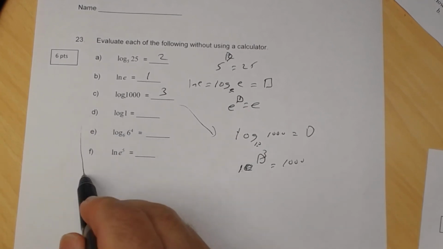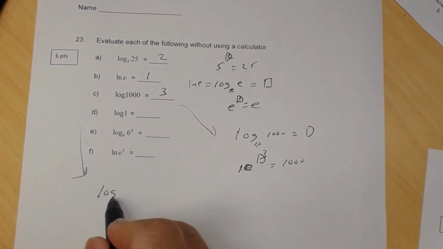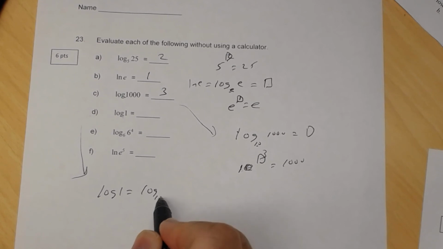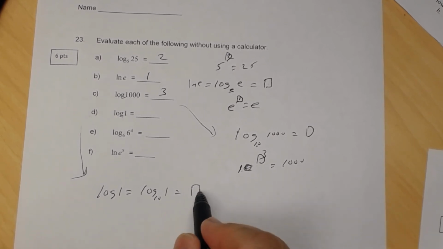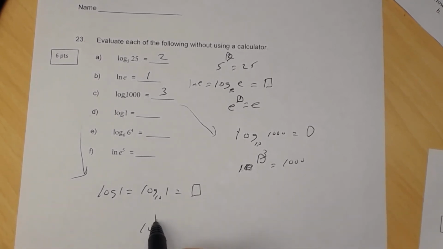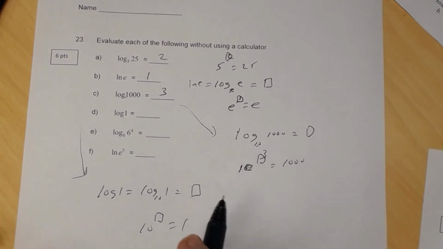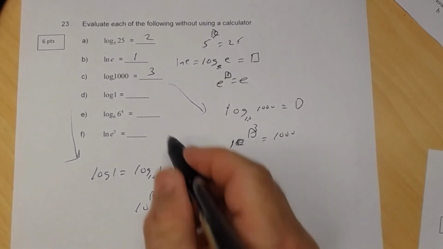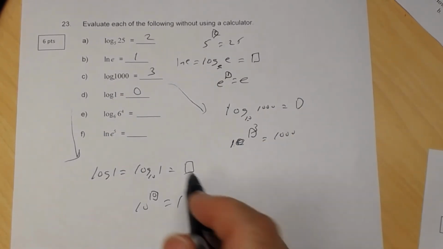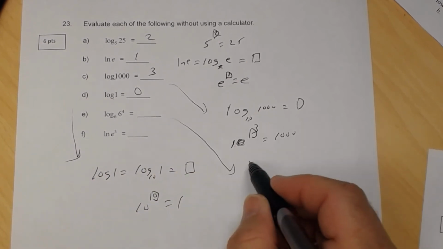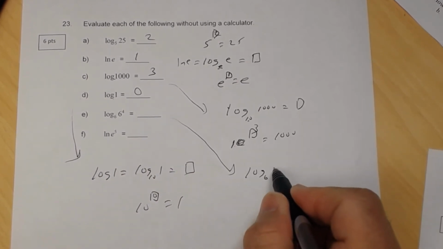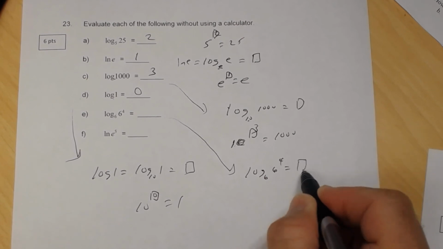Again, here, that's log base 10. So you say log of 1, it's the same thing as saying log base 10 of 1. So 10 to what exponent is 1? Well, remember, 10 to the 0 power is 1. That's 0. Here, you're saying log base 6 of 6 to the 4th power equals what exponent?